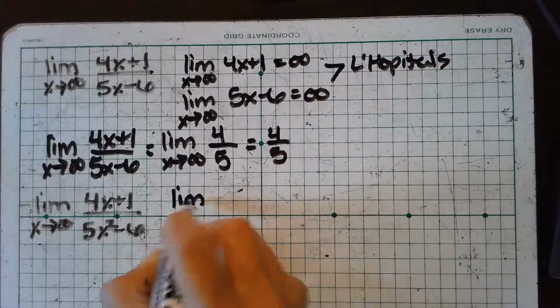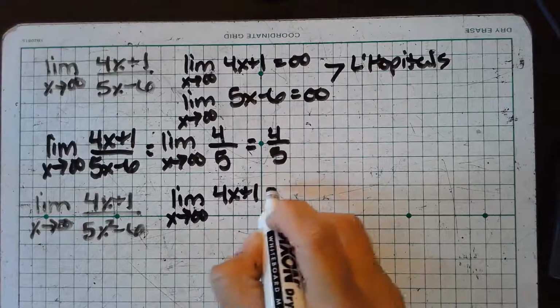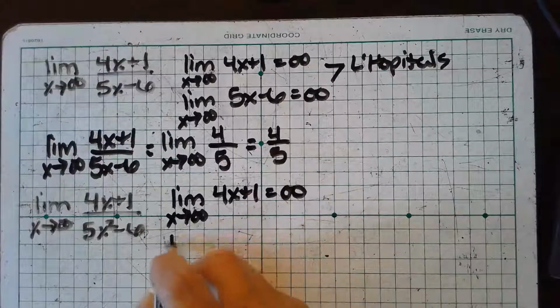Let's look at this one as well. The limit as x goes to infinity of the numerator goes to infinity. Well, the same thing.